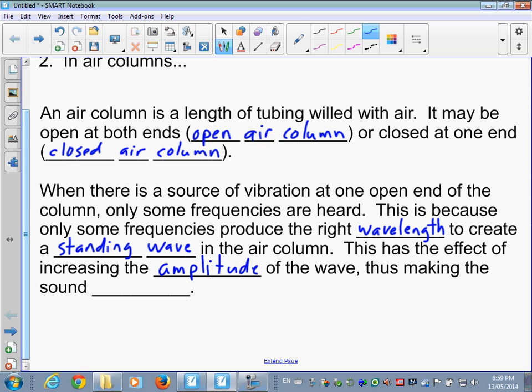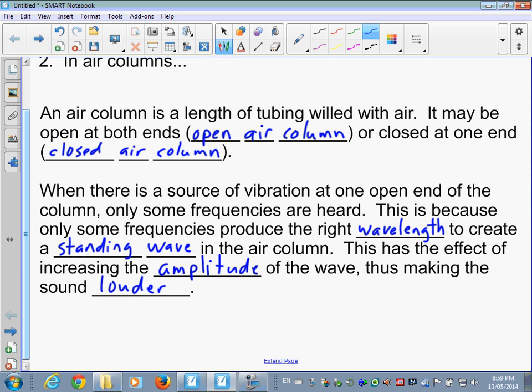And if the amplitude increases, it makes the sound louder. So only certain frequencies will be louder. So when I vibrate my lips in the air column, and I'll show you a picture of that air column a little bit later, when I vibrate the lips in an open air column, there's only one frequency or a set of specific frequencies that will create the standing wave, so it's only those frequencies that you hear. There are other frequencies that my lips are vibrating at, and other frequencies inside that too, but it's not creating a standing wave, and therefore it's not amplified, and you don't hear it.